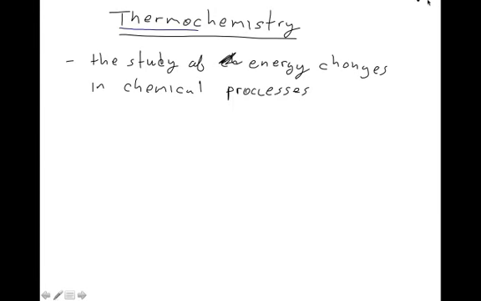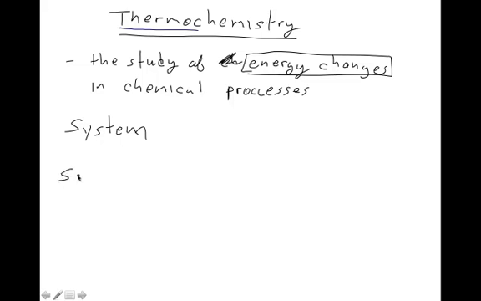Thermochemistry is the study of energy changes. And so how does the energy change in a chemical process? When we study thermochemistry, we need to identify a couple of things. You need to identify the system and you need to identify the surroundings. This is just a way of isolating something we want to study. So the system is what you're studying.